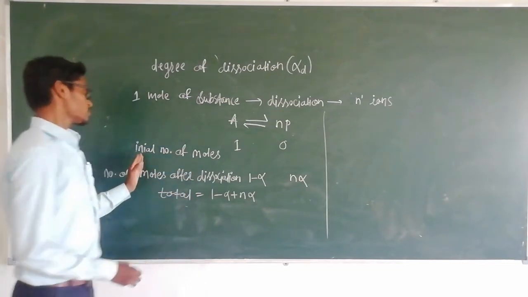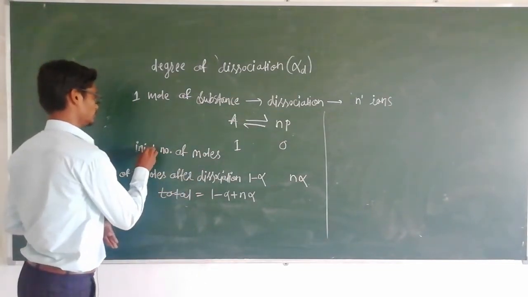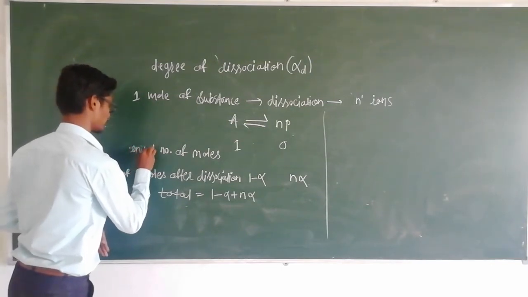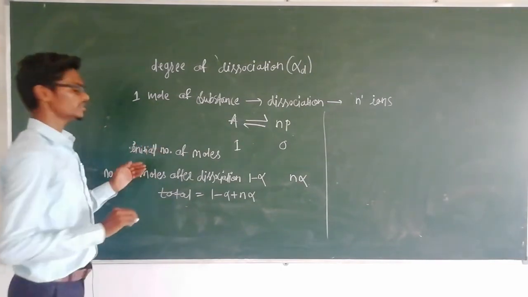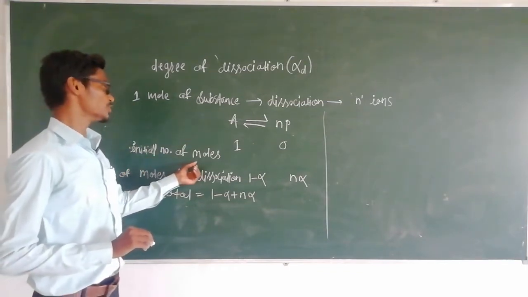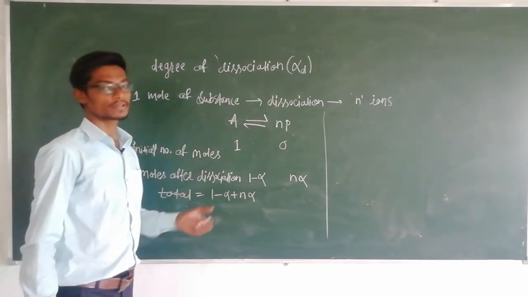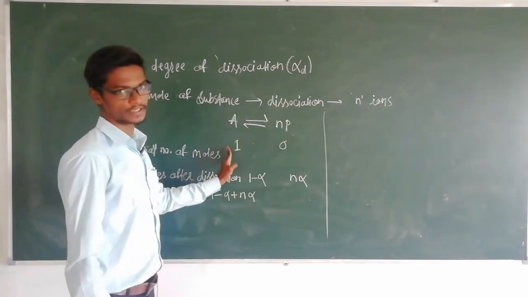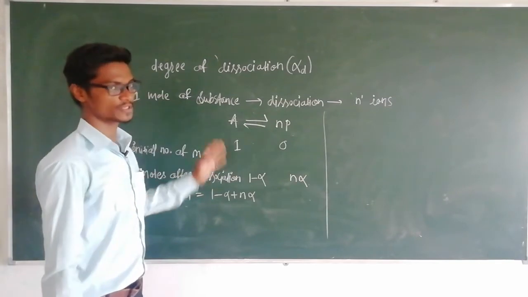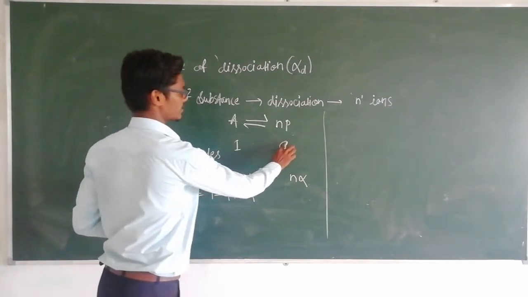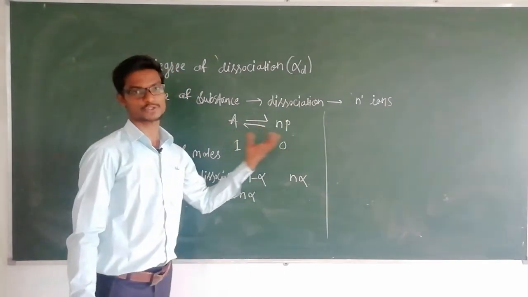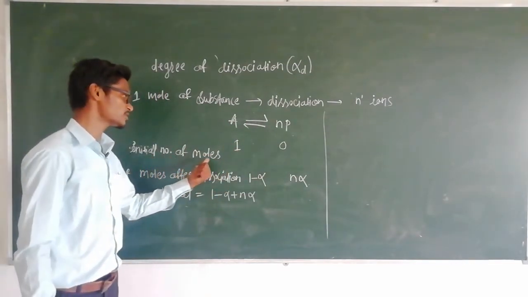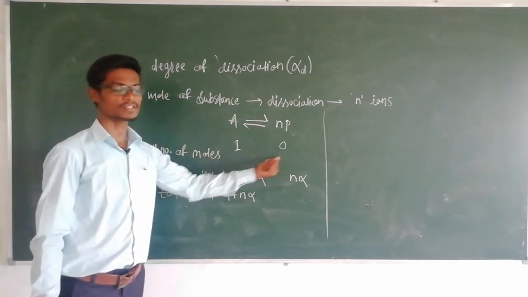In the initial case, the number of moles before dissociation: we have one mole of substance, and here is a 0 for the product. In the initial case, the number of moles are 1 and 0.